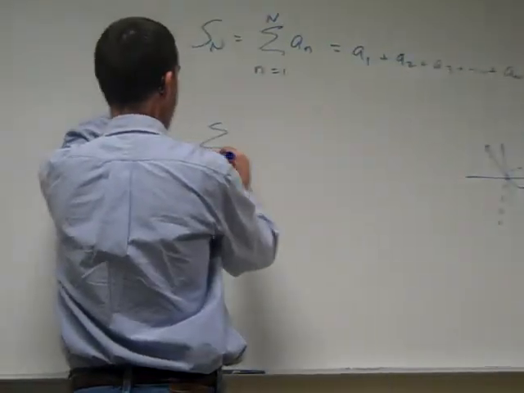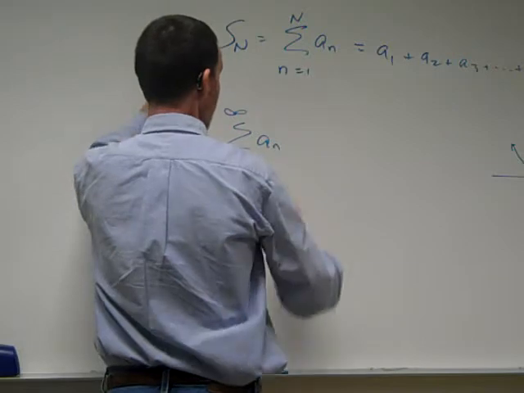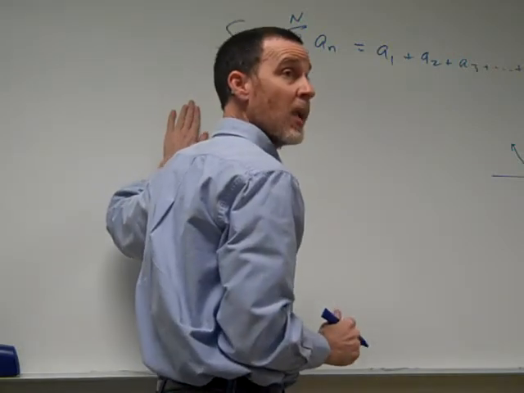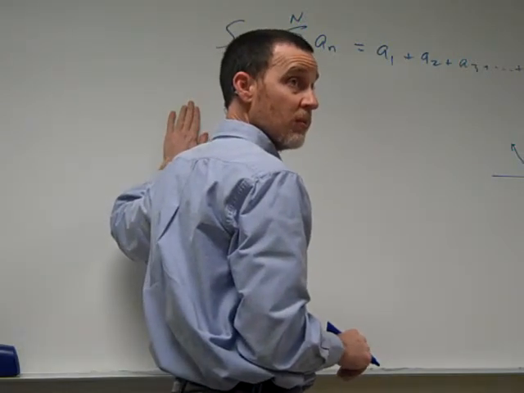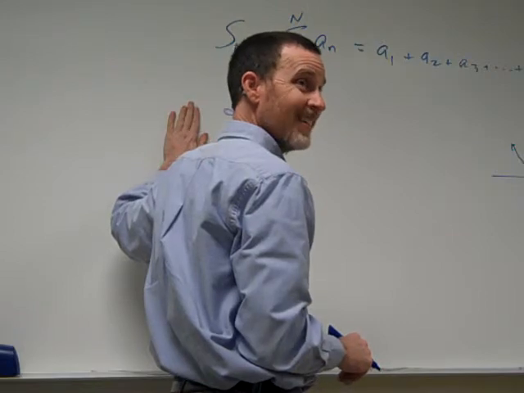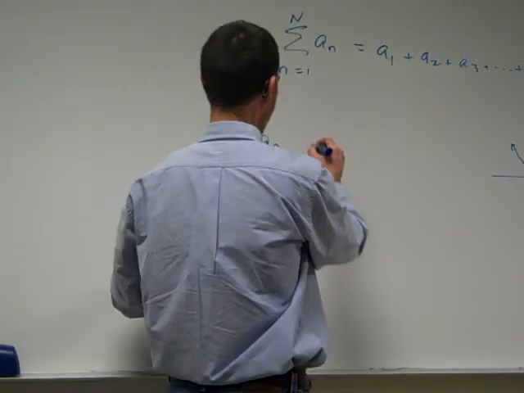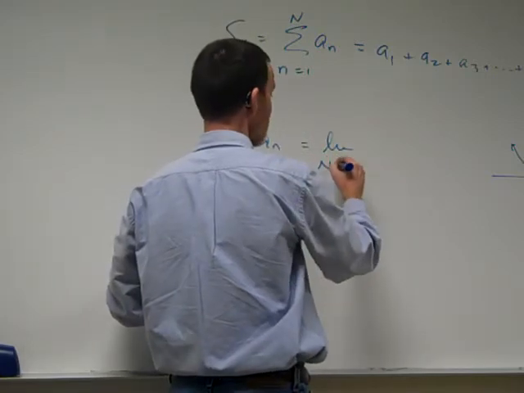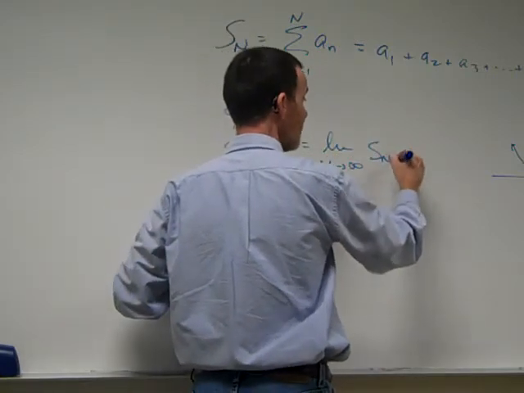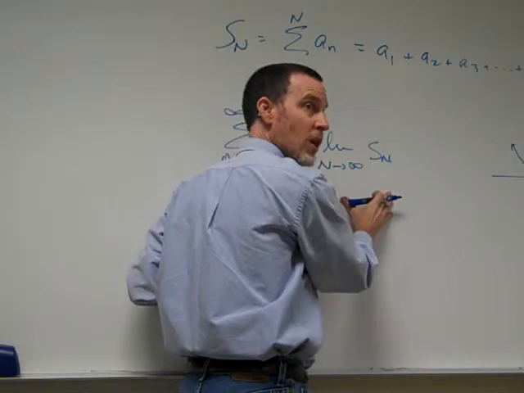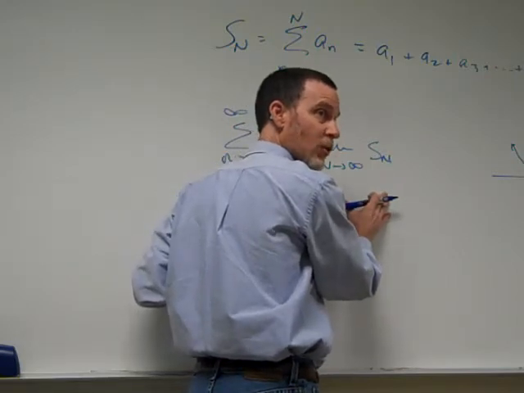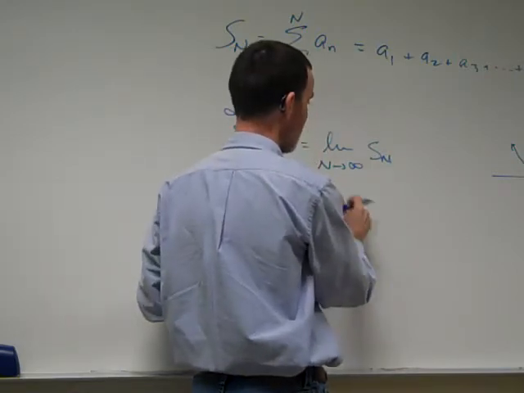When we write this, it doesn't make sense. You can't add up infinitely many numbers. Go home and try it. When you get tired, say, okay, this must mean something else. And it means the limit of the partial sums. That's the most important thing to remember about series. It really means a limit.